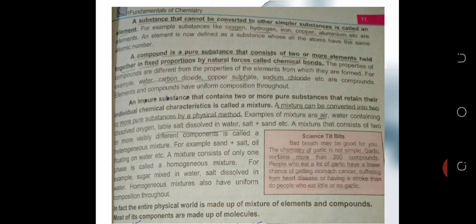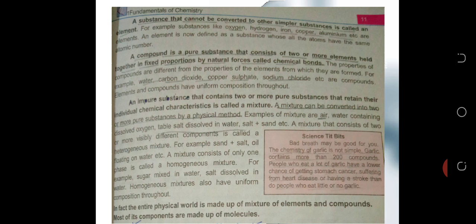throughout it. Now, our third topic is the mixture. An impure substance that consists of two or more pure substances that retain their own individual chemical characteristics is called a mixture. You have heard many times that air is the mixture of gases. Air is the mixture of gases.